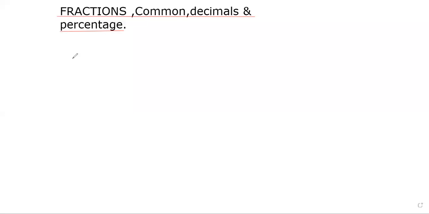In this lesson, we are going to have a look at fractions. Now, a fraction is a part of a whole, e.g., we have a loaf of bread here. Loaf of bread there.